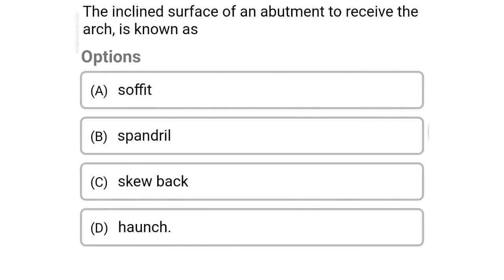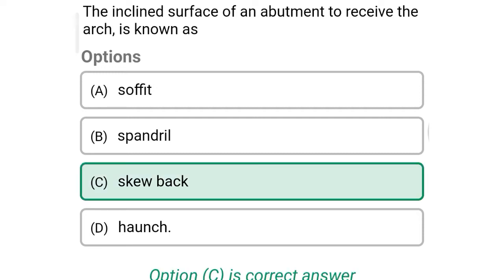Next question, the inclined surface of an abutment receive the arch is known as option A soffit, option B spandrel, option C skew back, option D haunch. So the correct answer is option C skew back.